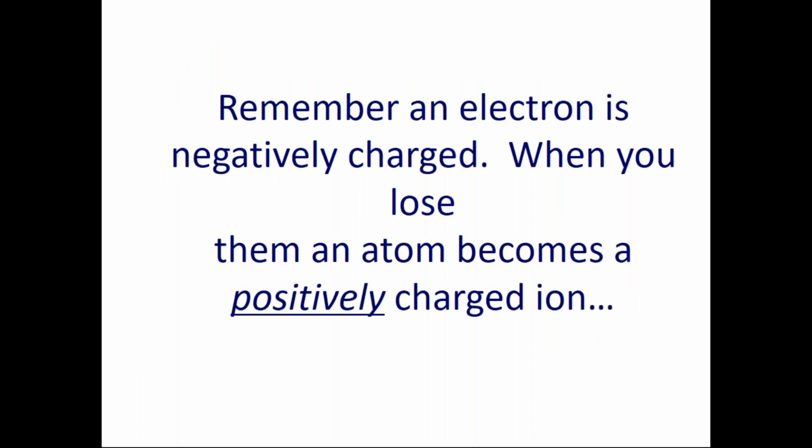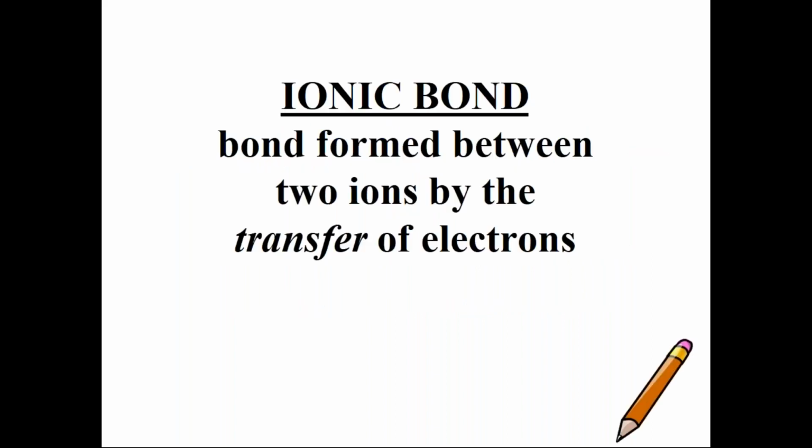Remember that an electron is negatively charged. When you lose electrons, an atom becomes a positively charged ion, as the number of protons is more than the number of electrons. But when you gain electrons, you are gaining negatively charged species, and that's why the number of electrons will be more than the number of protons, and the overall charge will be negative.